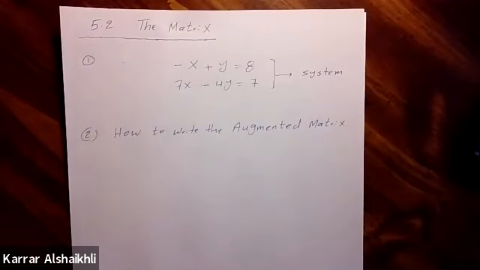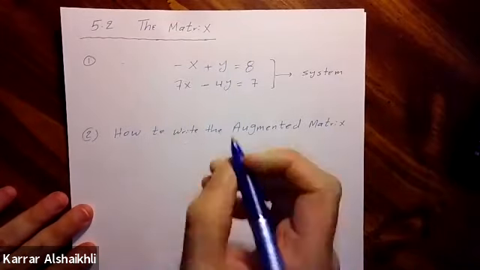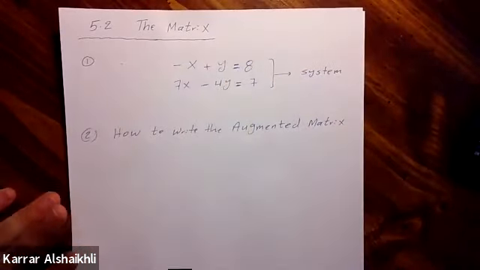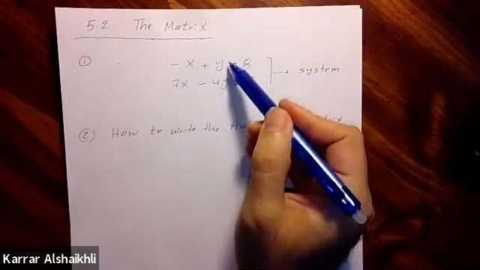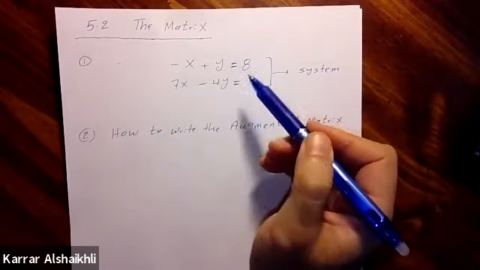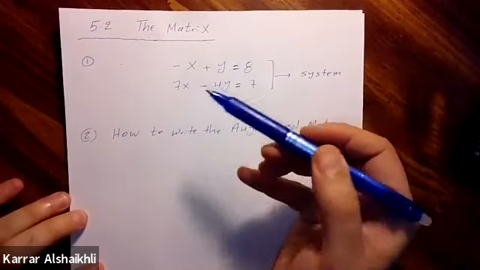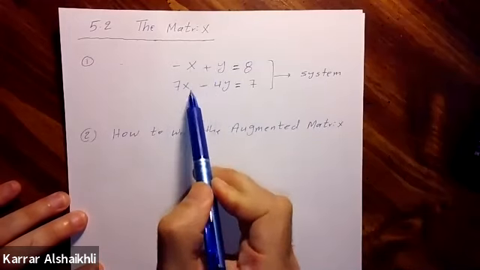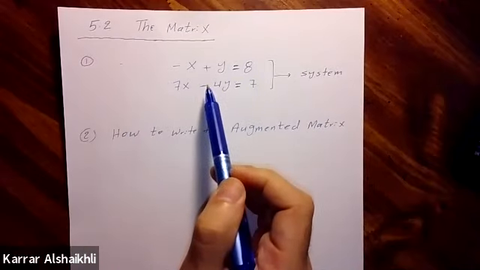How are we going to write the system as a matrix? The first thing you have to do is check the system. All the variables on one side of the equal sign, and all the numbers on the other side. If you have a number here, you're going to move it to the other side. So this is the first step. I check the system: the variables x, y, x, y on one side and the numbers on the other side. That means this system is ready.